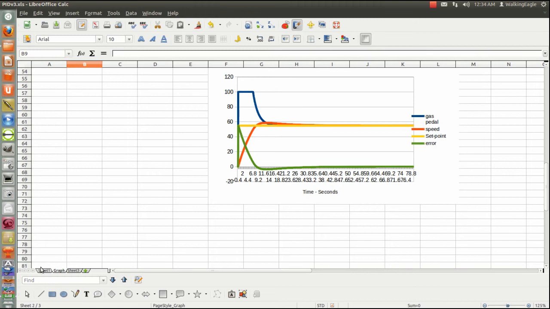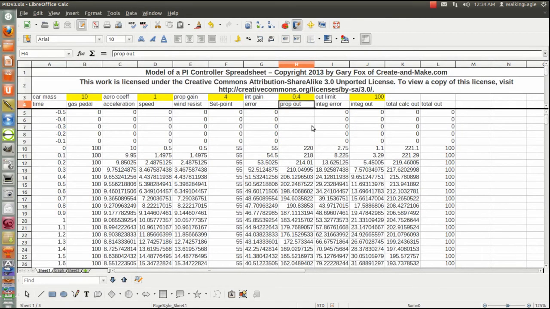So let's go and look a little bit more at what that calculation actually is. So we look at this integral error here. What it does is that it takes the error of this sample, which is column G, and the error of the previous sample, divides that by 2, and multiplies it by the sampling period of 0.1. And then it adds that to the previous value of the integral because it just keeps storing. And guess what? If you think about what that is, that's exactly the same calculation we use to calculate speed from acceleration. It looks a little bit different, but it's really basically the same calculation.